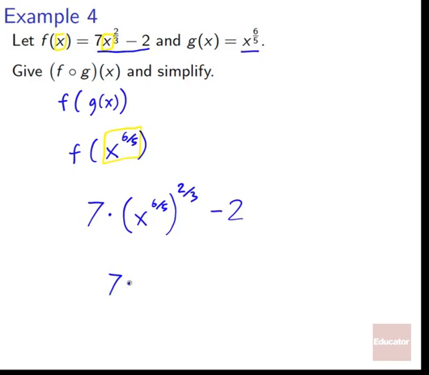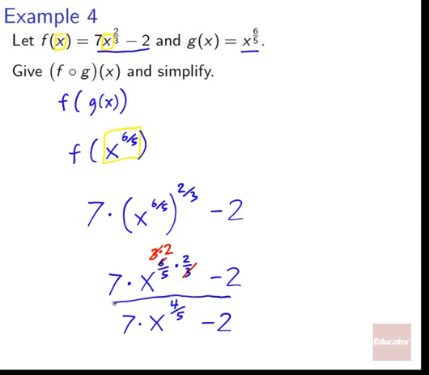So 7 times x to the 6/5, because it's exponentiation on exponentiation, it's multiplication. 2/3 minus 2, 7 times x, 6/5 times 2/3. We notice 6 can be broken into 3 times 2. So that knocks out this 3 and this 3, and we're left with 2 times 2 on the top. So that's 4 divided by 5 minus 2. So 7 times x to the 4/5 minus 2 is what f composed with g comes out to be.